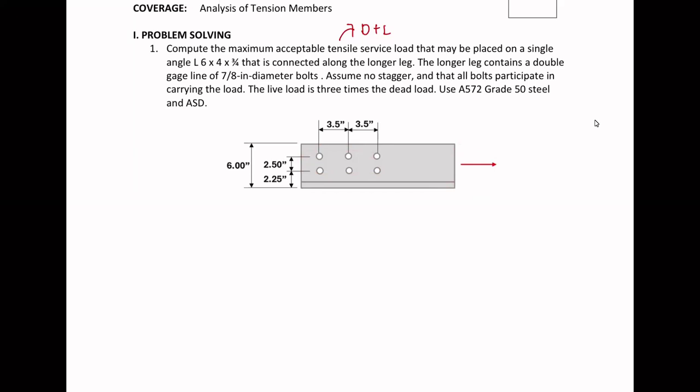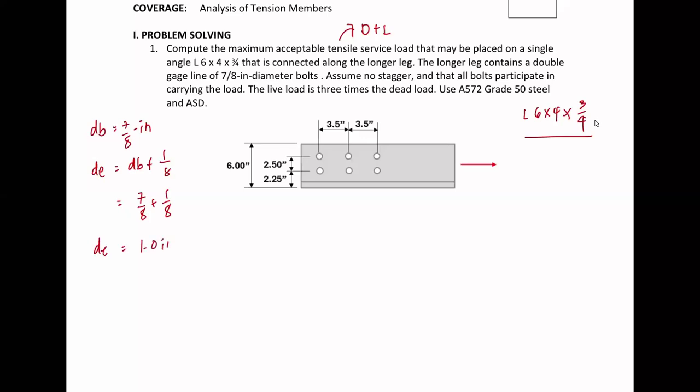So we have again an L 6 by 4 by 3/4, and we have a 7/8 diameter bolt. So the diameter of our bolt is 7/8 inches. We can get our effective hole diameter, that is d_b plus 1/8 for English units. So that is 7/8 plus 1/8, or our effective diameter is 1.0 inch.